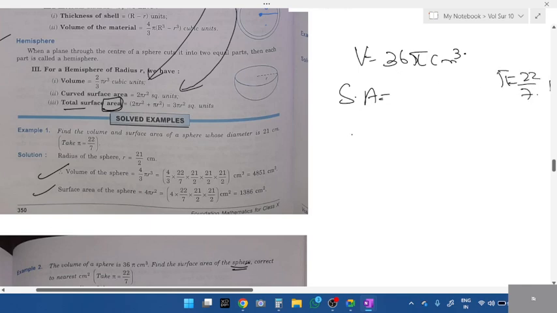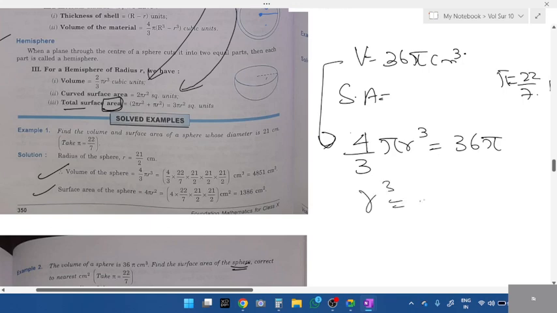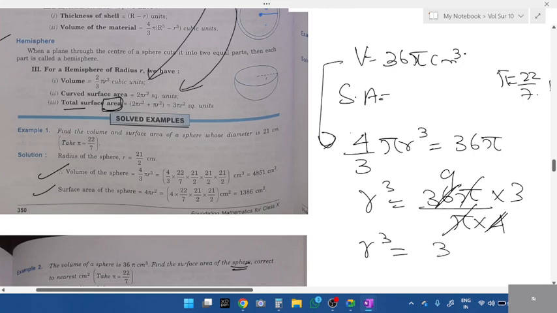Volume is given. What is the volume formula? All of you will unmute and answer, students. Volume is equal to 4 by 3 pi r cube is equal to 36 pi. Anyways, r cube is equal to 36 pi. This 3 will get multiplied, pi into 4. Pi and pi will get cancelled. 4 ones are 4, nines are 36. This 9 I'll split into 3 into 3 into 3. What is the r value? r is equal to 3. Good.